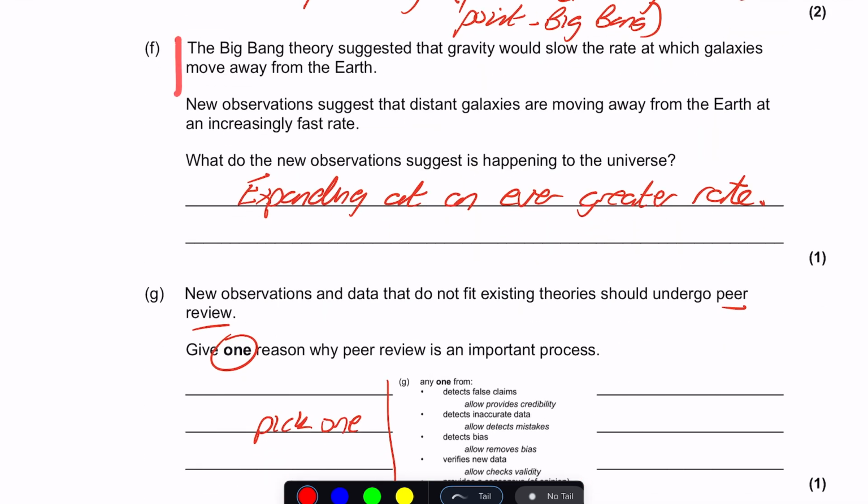The Big Bang theory suggested that gravity would slow the rate at which galaxies move away from the Earth. New observations suggest that distant galaxies are moving away from the Earth at an increasingly fast rate. So the ones that are further away are actually moving away at an increasingly fast rate. What do the new observations suggest is happening to the universe? Well, if they're going away at an increasingly fast rate, it suggests that it's expanding at an ever greater rate. Okay, so the rate of expansion is increasing.